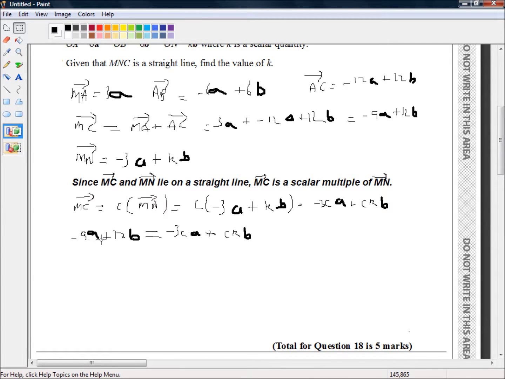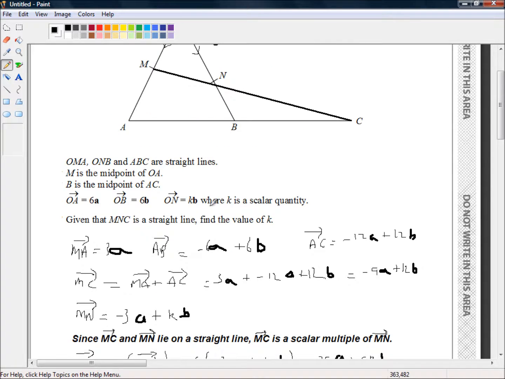Now, if minus 9A is the same as minus 3CA, then that means that minus 9 is equal to minus 3C. In which case, C is equal to minus 9 over minus 3, which is just 3. So therefore, never mind the B's, if 12B is equal to CKB, then 12 is equal to CK. But we already know that C is equal to 3, so 12 is equal to 3 times K. So K is equal to 12 over 3, which is 4. So K is equal to 4, and that's the value that we were asked to find.